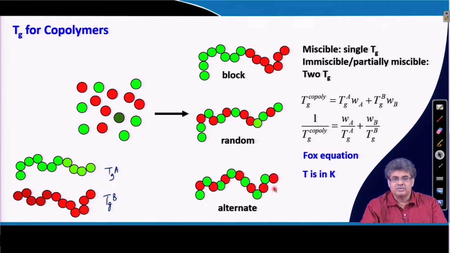If we have an alternate copolymer, then obviously it is a 1:1 copolymer by mole. So, from the knowledge of the molar mass of the monomers, we need to find out what would be the weight fraction of the corresponding monomers, and we can use this expression to find out the Tg of the copolymer.